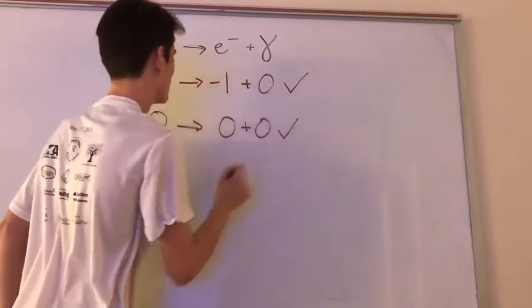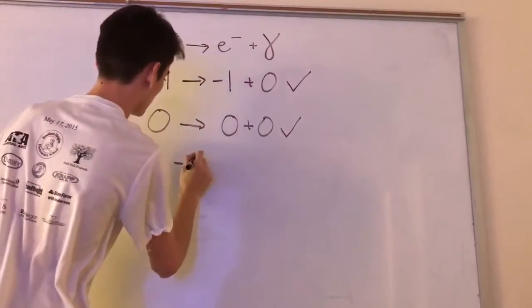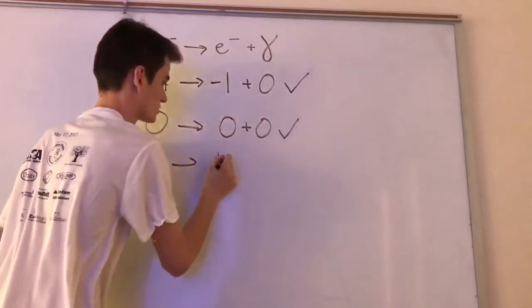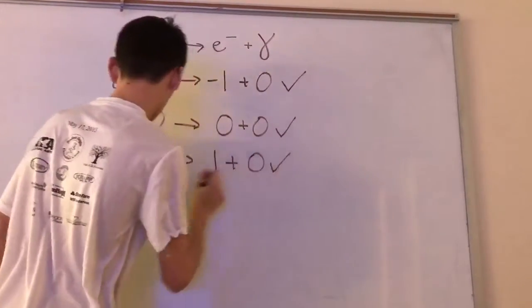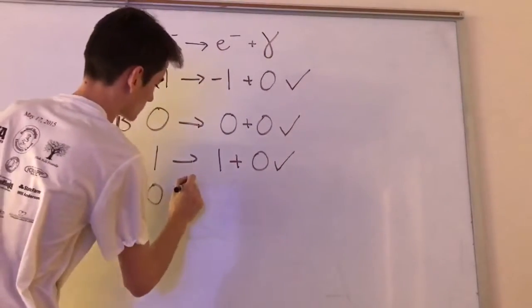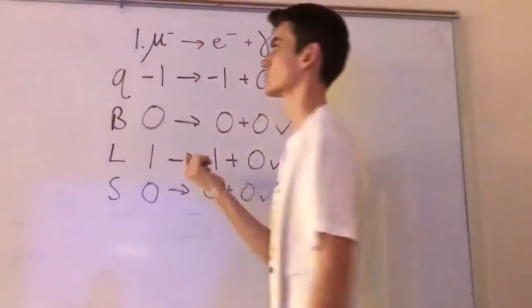So 0 to 0. Our lepton numbers: a muon is a lepton, and it goes into an electron, which is a lepton, plus 0, and none of these have strangeness. So because all of these work out, we know that this equation is good.